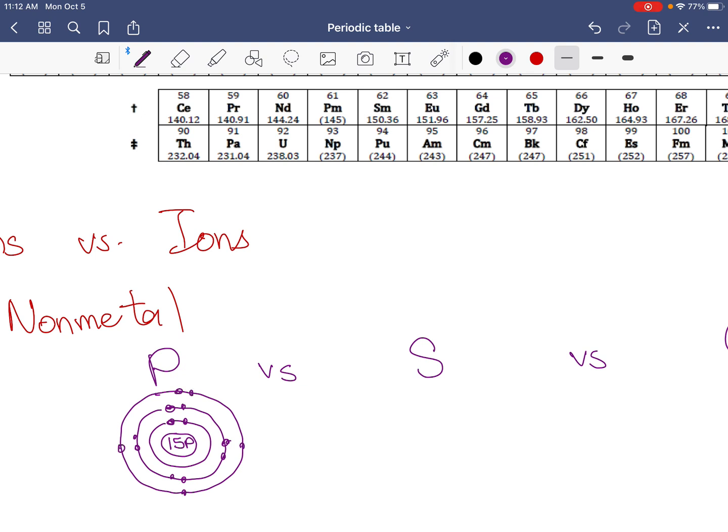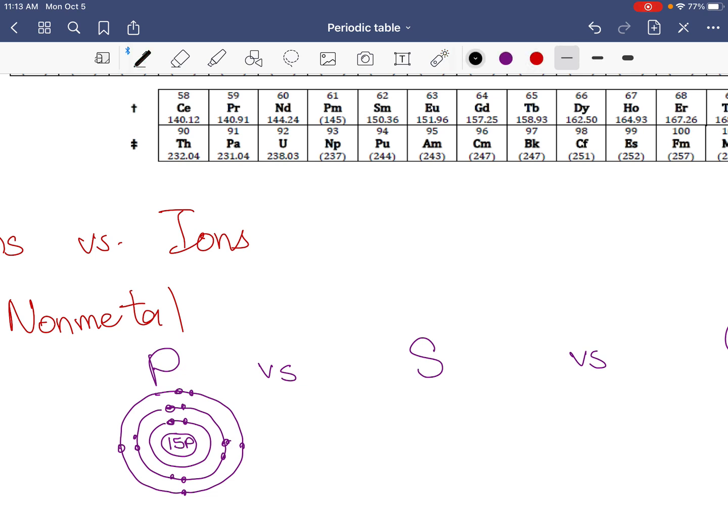There we go. 15 electrons right there. Now, how do you make phosphorus happy? Is phosphorus happy right now? Obviously, he's not happy. Okay? To look like phosphorus's nearest noble gas, which will be argon, I need to add electrons.